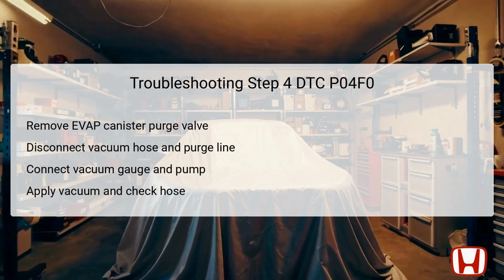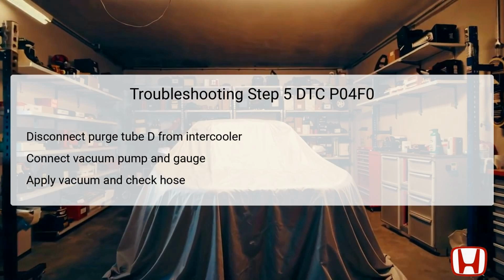This step allows you to connect a T-fitting, vacuum gauge, and vacuum pump directly to the EVAP canister purge line to assess its integrity. Carefully apply a vacuum of about 2 kilopascal, equivalent to approximately 0.6 inch Hg. This is a critical moment where you need to determine if the line holds the vacuum. If it does, this points towards a potential blockage within the EVAP canister purge line itself that needs further inspection. If it does not hold vacuum, then further troubleshooting is necessary to identify additional issues within the system.